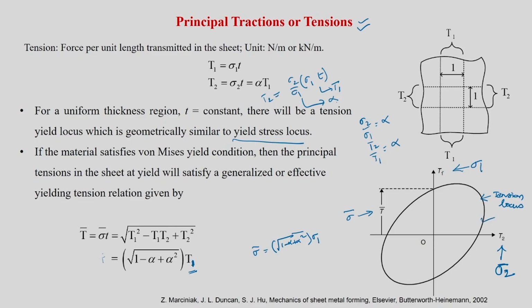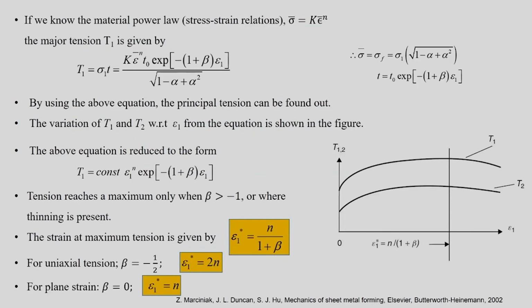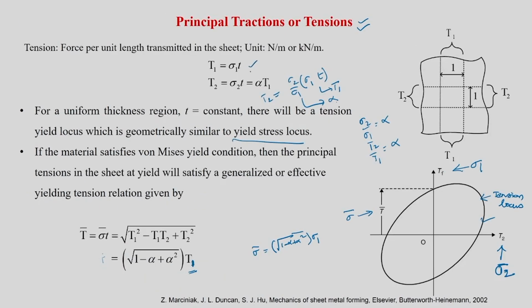We are not going to use it, rather we are going to use only the yield locus. This will be helpful for us when we evaluate the tensions, and now we are going to introduce something which will be useful for our next chapter. So what is that? Suppose in this equation, T1 is equal to sigma 1 into t.